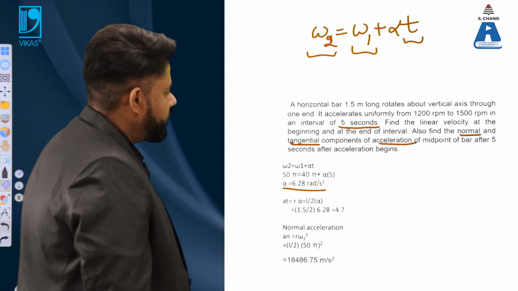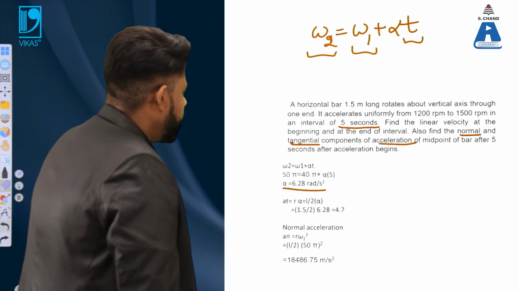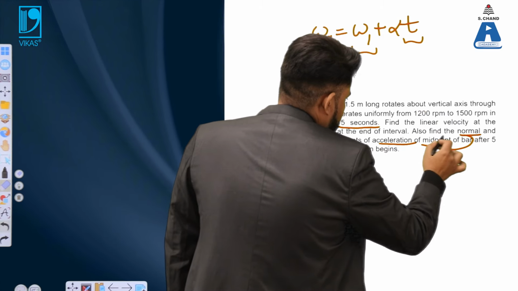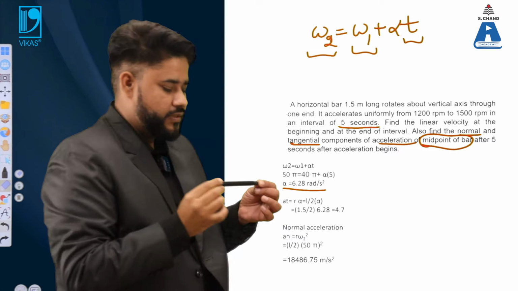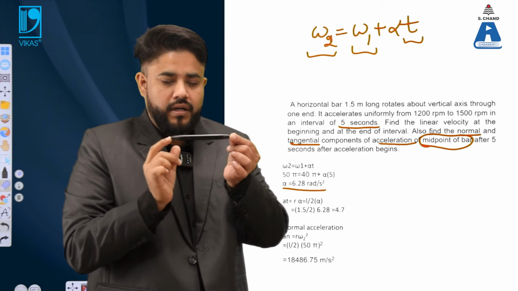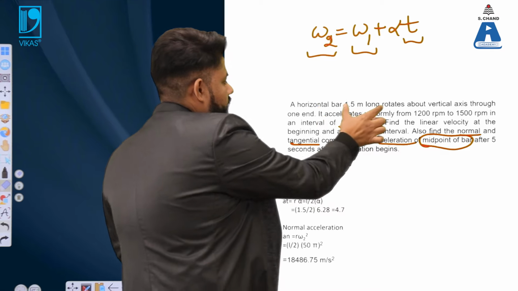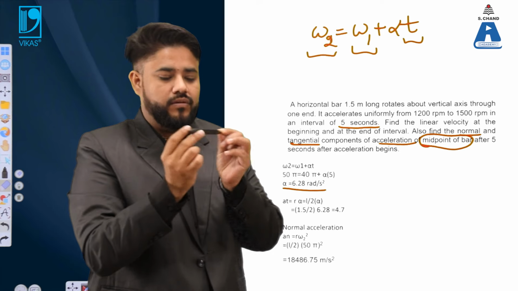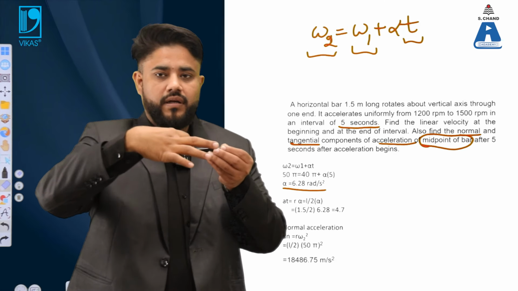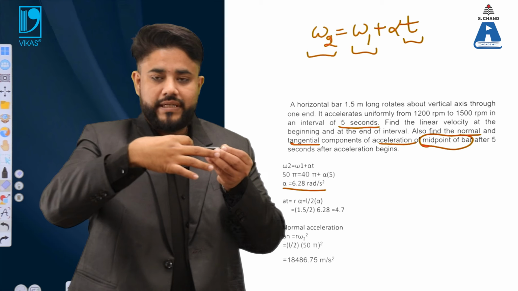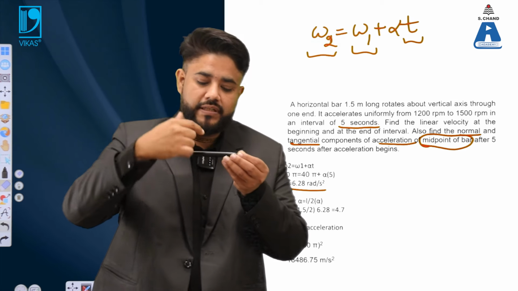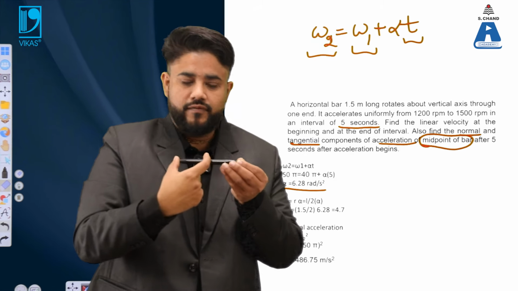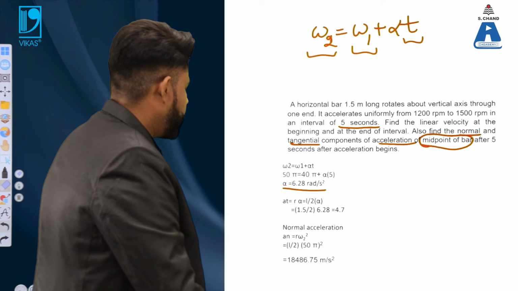Now, it was mentioned that you need to find out the tangential and normal acceleration components of the midpoint of the bar. You have this horizontal bar of 1.5 meter that rotates about the vertical axis. You need to find the tangential and the normal components at the middle section, at the center. So for that you need to consider the distance as half, because it is mentioned in the question.